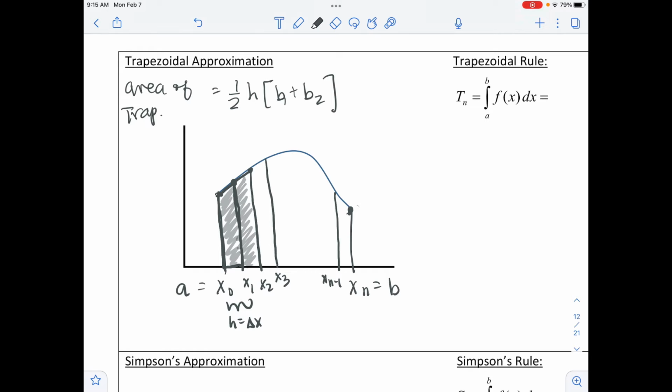And so you would continuously do this, drawing again the next trapezoid here. We could shade it, and then all the way through to that last trapezoid that we have. And we would sum these all up.